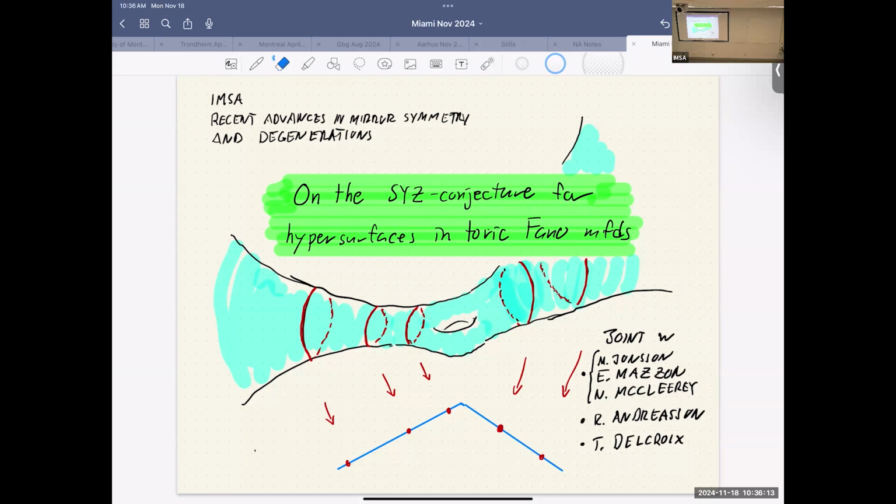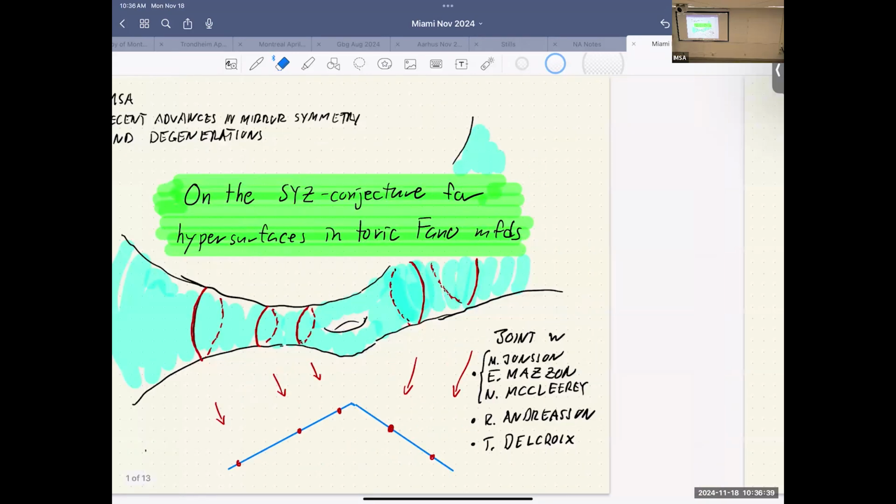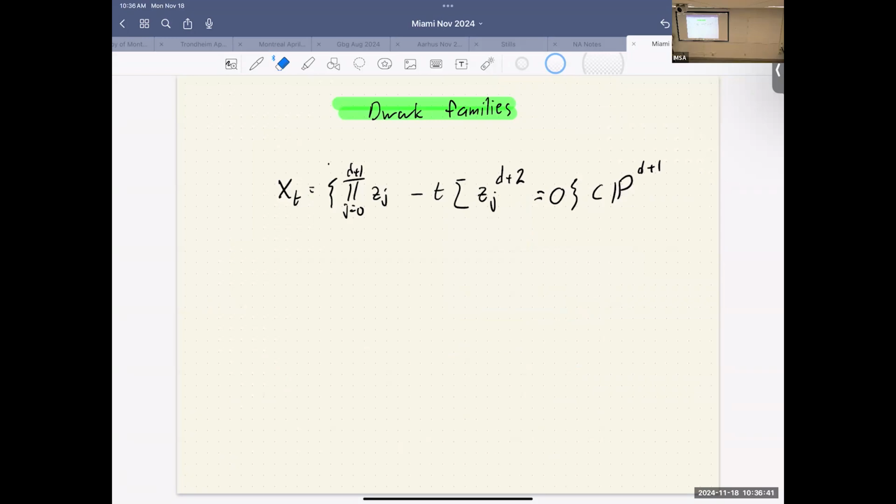There will be a few connections with Siebert's talk, but I'm going to approach things from a different angle. Instead of starting with discrete data and getting Calabi-Yaus, I will start with Calabi-Yaus and try to extract discrete data and then talk about these fibrations.